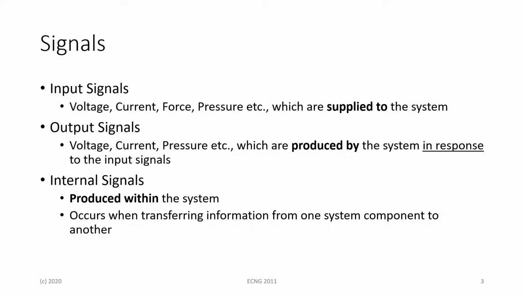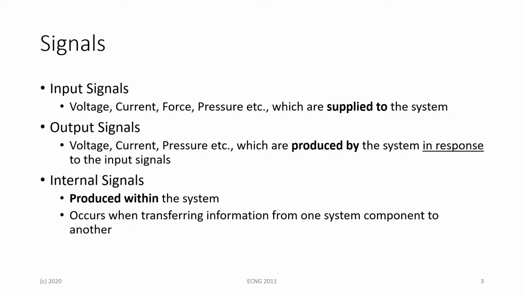Any input signals in particular could be voltage, current, force, pressure, or any sort of thing that is supplied to our system. The output signals could also be similar in nature or an entirely different signal. So we can have an input voltage but produce an output pressure. These will be produced by the system as a response to the input signals, where the system does the processing on the input signal.